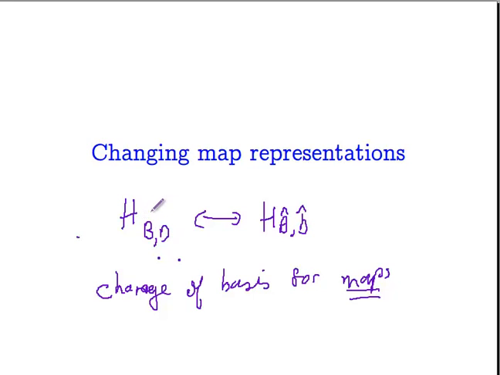Remember that a matrix representation of a linear map requires a domain basis and a codomain basis. So what happens if we change the domain basis from B to B hat, and we change the codomain basis from D to D hat? How does that change the matrix that represents the linear transformation? Okay, so to summarize, we've talked about change of basis and its effect on vectors. Now we're talking about change of basis and its effect on maps.